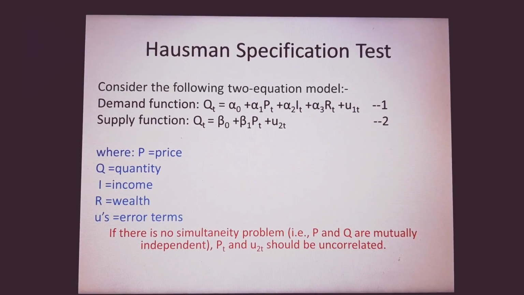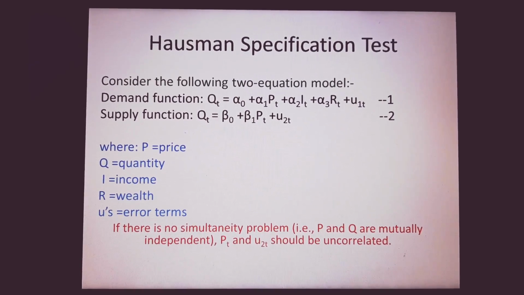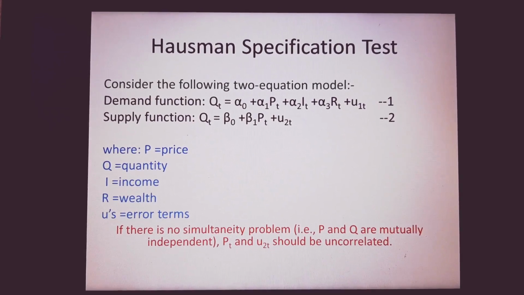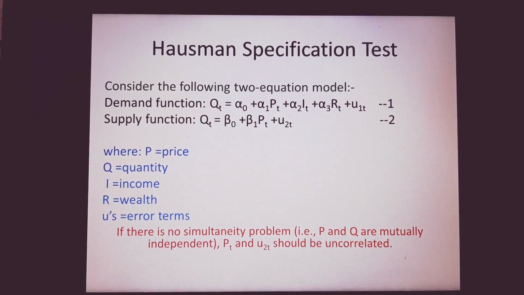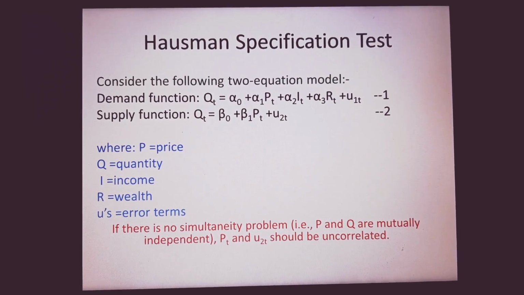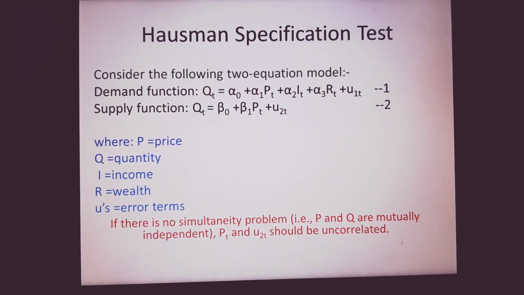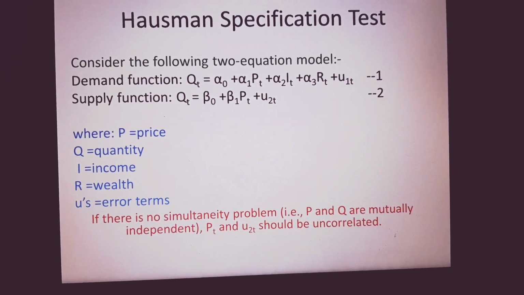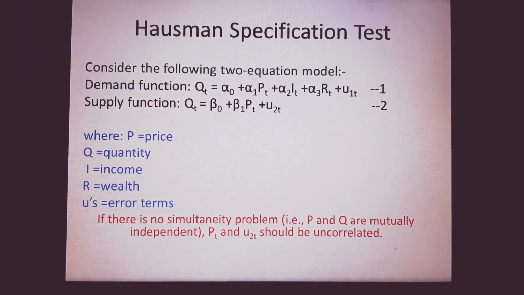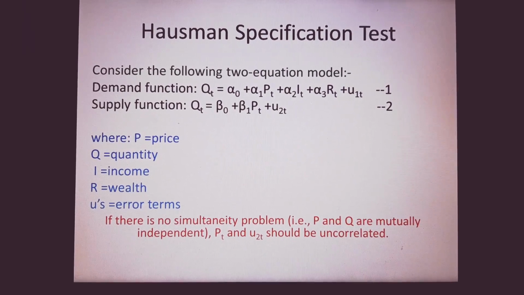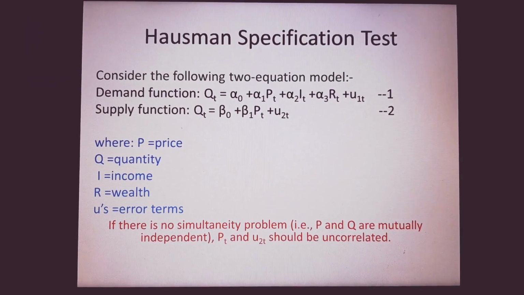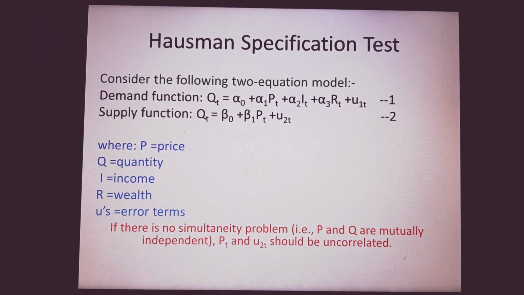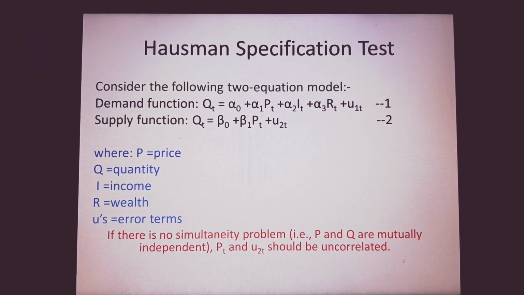Now consider this two equation model where there is a demand function and a supply function as equation 1 and equation 2, and P, Q, I, R, mu's are the price, quantity, income, wealth, and error terms respectively. Now consider the supply function. If there is no simultaneity problem, then Pt and mu2t in the supply function should be uncorrelated. But if there is a simultaneity problem, then they will be correlated.